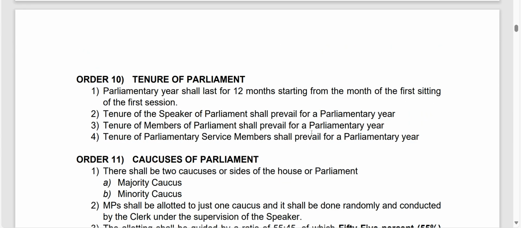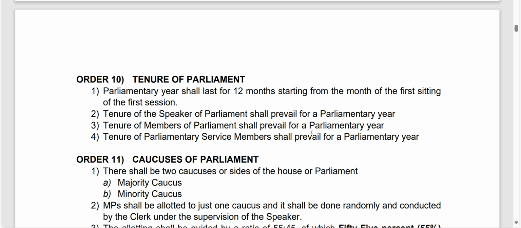Then tenure. The tenure of every house is 1 year. That is what Order 10 talks about. Paragraph 1 says what? The parliamentary year shall last for 12 months, starting from the month of the first sitting of the first session. In YIP Parliament, our parliamentary calendar is August to August. That is why every August we dissolve the existing chamber and form a new chamber. Every August, we do that because that is when a parliamentary tenure starts.